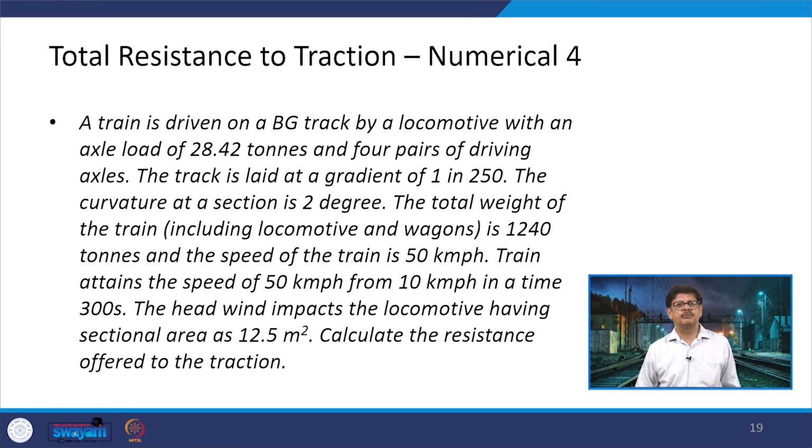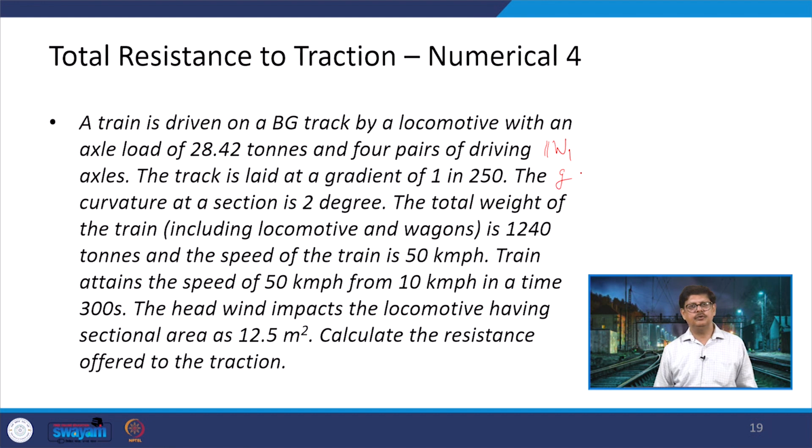Let us look at one another example here. Now, there is a train which is driven on a broad gauge track by a locomotive with an axle load of 28.42 tons and 4 pairs of driving axles. So, that means again, as we discussed in the previous numerical, this is going to give us the weight of the locomotive W1. The track is laid at a gradient of 1 in 250.